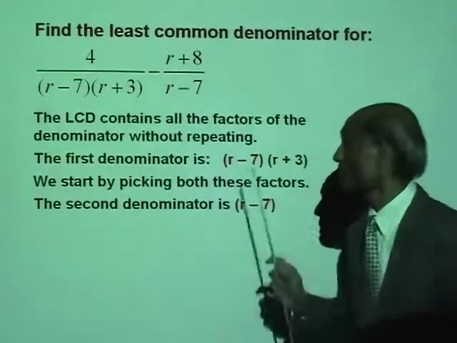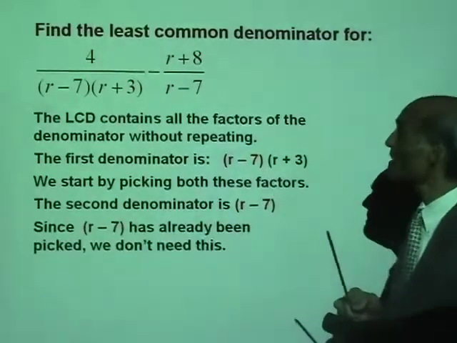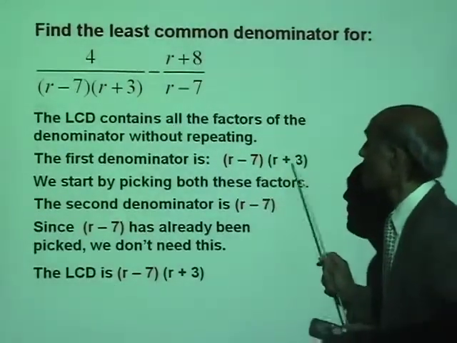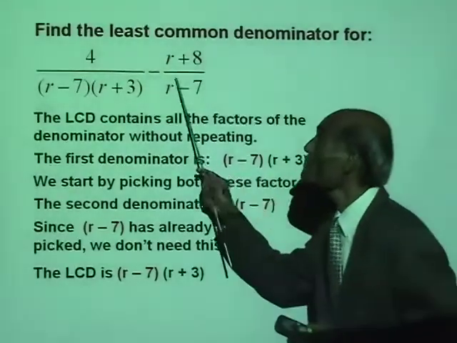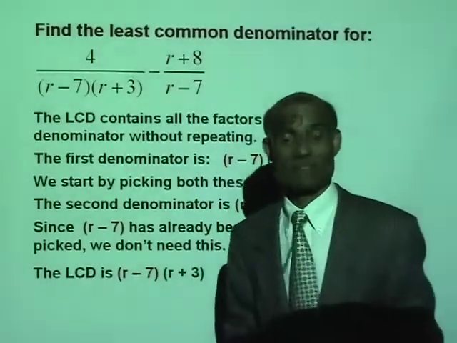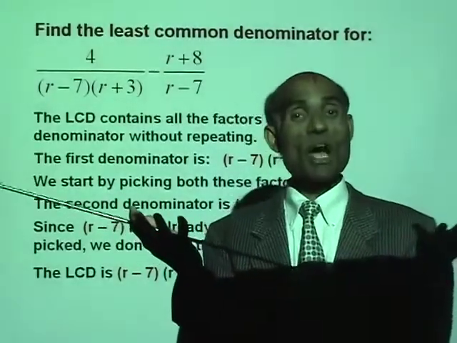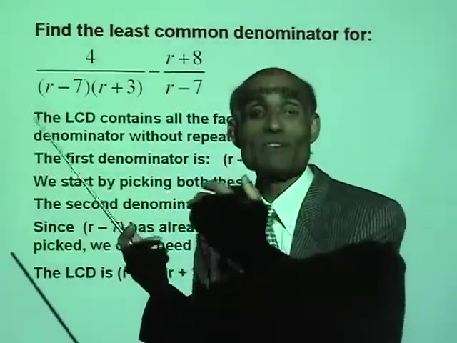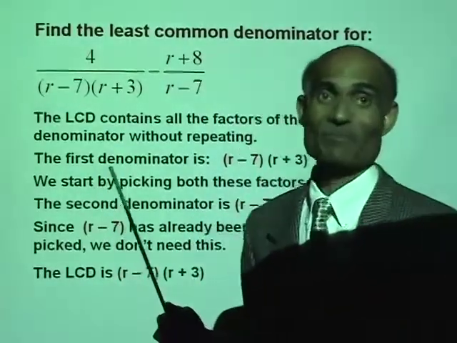No. Why not? Because we have already picked an r minus 7. And so what is the LCD? The LCD is r minus 7 times r plus 3. That is the LCD. We don't need to pick this r minus 7 because r minus 7 is already picked. So, in order to find the LCD of a number of denominators, what we need to do is factor the denominators first and then pick all the factors without repeating.